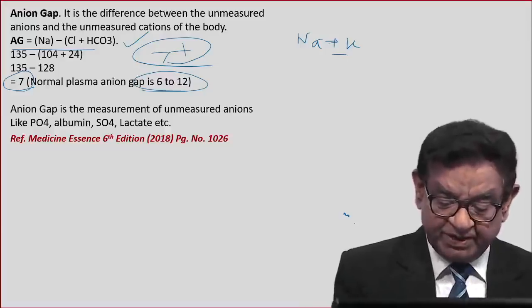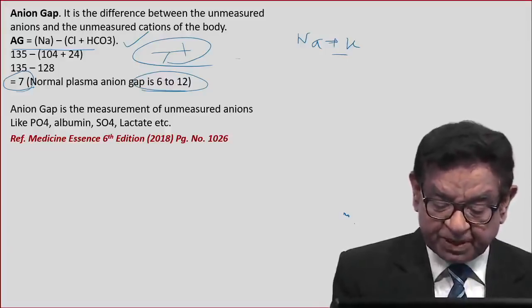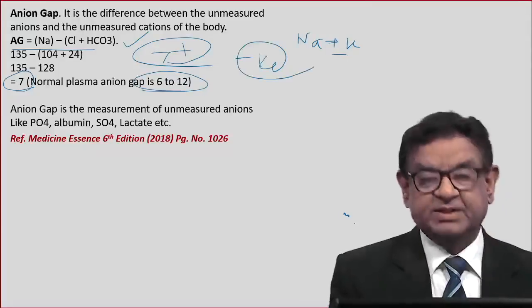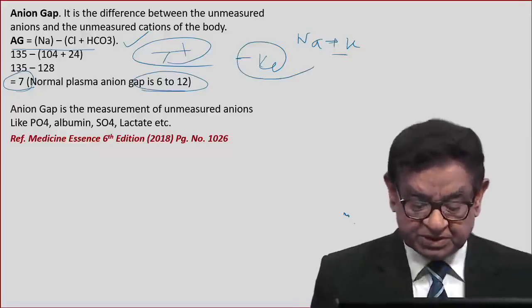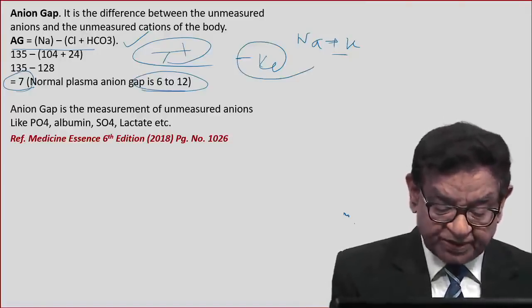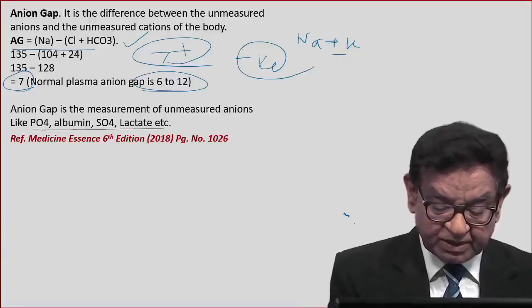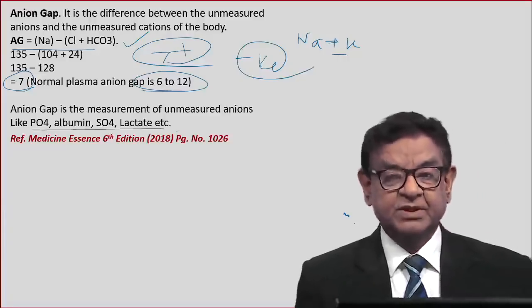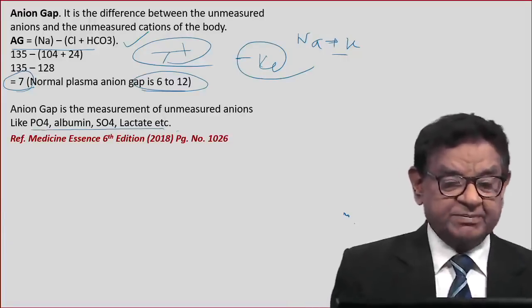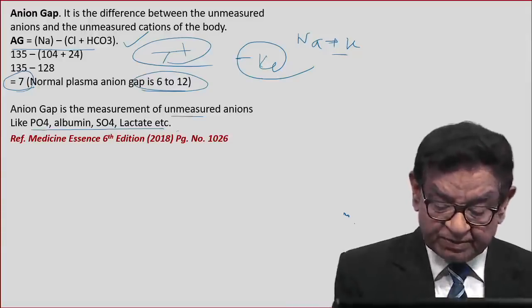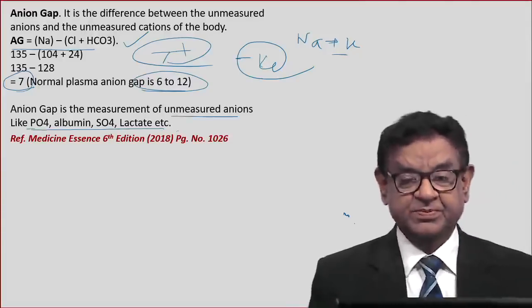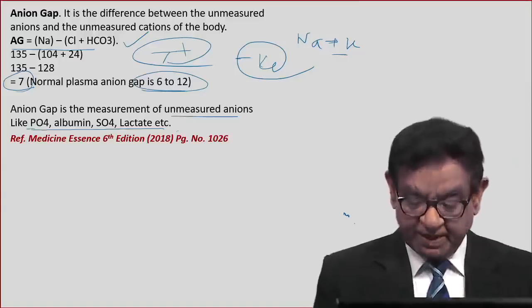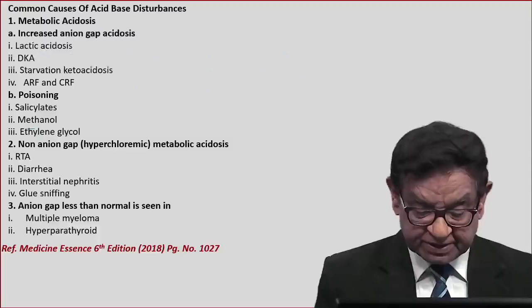So it means there are certain extra negative particles which we have not taken into consideration, like sulfate, albumin, phosphate, lactate, etc. So what is the anion gap? It is the measurement of unmeasured anions. Okay, with this background, we come to the table.